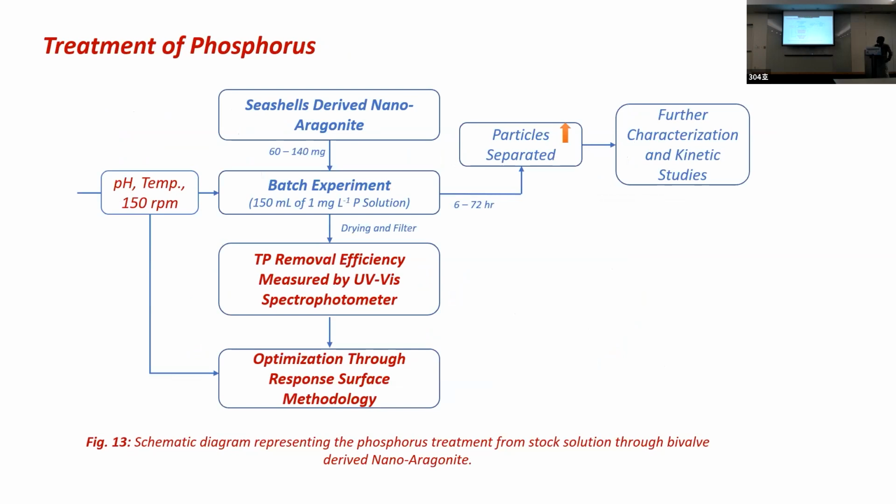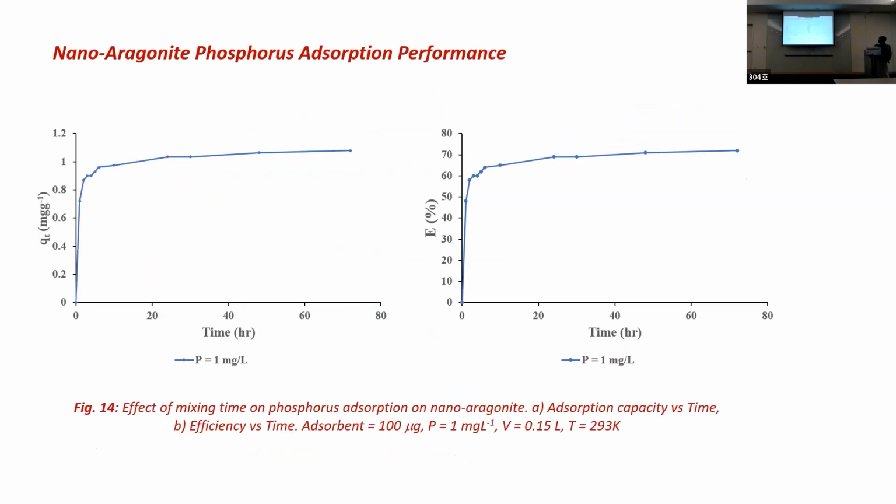And then the treatment of phosphorus. We took 150 ml of water with 1 milligram per liter of phosphorus concentration. After the treatment, the results were statistically analyzed with response surface methodology to find the best possible parameters for maximum removal efficiency. The adsorption capacity at the start is not good, around 1, because the concentration of phosphorus is very low. If we take a high concentration of phosphorus in the solution, maybe adsorption is better. But in the 1 milligram per liter case, adsorption capacity is around 1.08.